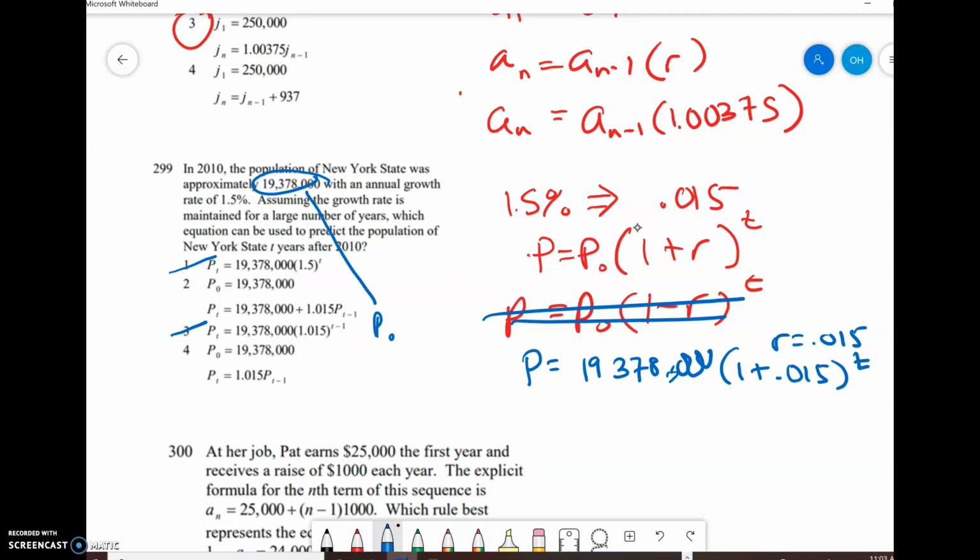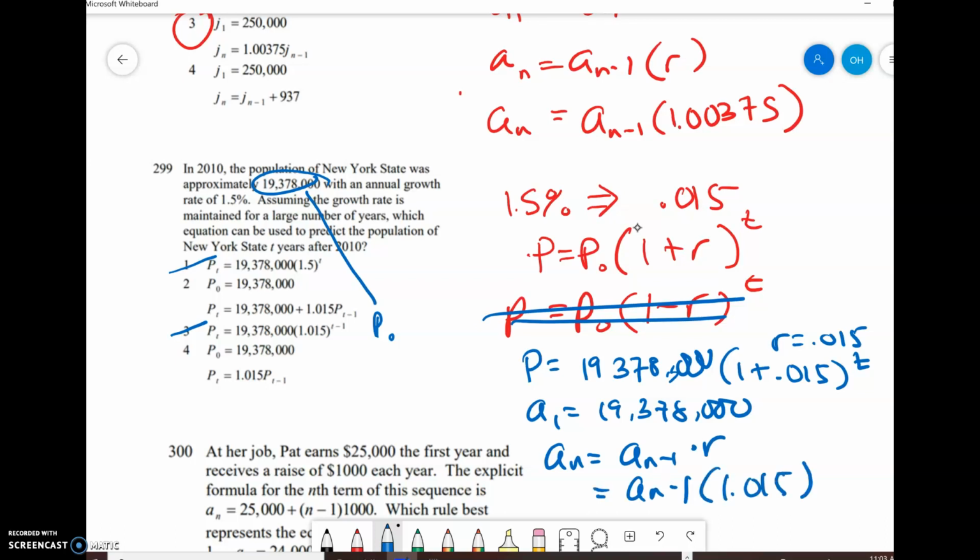Okay, so this is a geometric equation for the explicit formula. Well, these are both recursive, so I'll just write the recursives. The recursive will be your 19,378,000, and your a sub n will be equal to your a sub n minus 1 times r. So a sub n minus 1 times 1.015. And the r that I'm mentioning here is not the same thing as the r when we think of exponential functions. This is your common ratio, which is not the same thing as a growth rate.